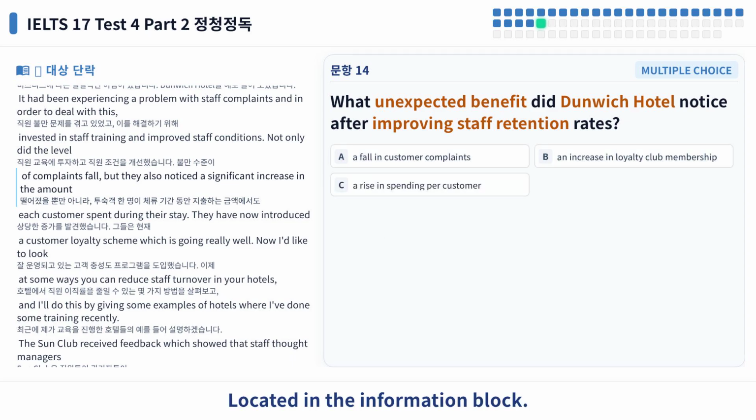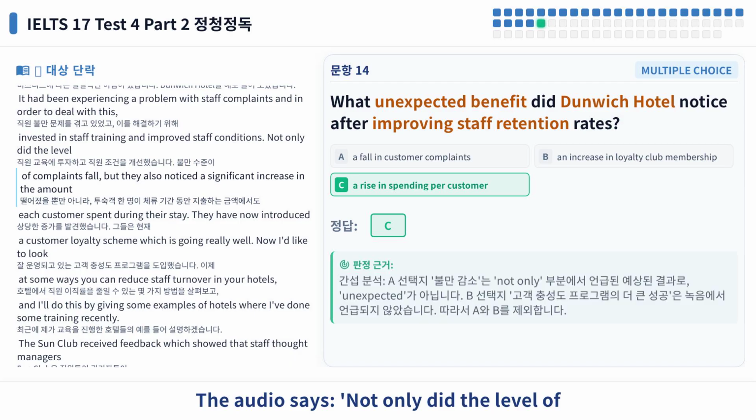Located in the information block. The audio says, "not only did the level of complaints fall, but they also noticed a significant increase in the amount each customer spent during their stay." The signal phrase, "not only, but also," introduces the unexpected benefit.